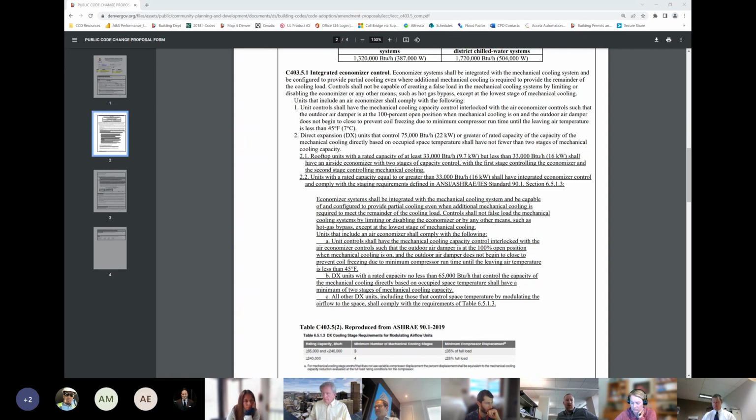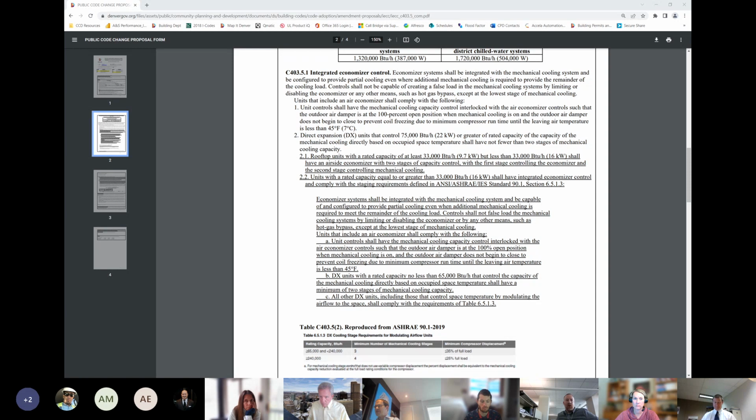I've kept these requirements as is, and then I've added, I'm not sure of the perfectly appropriate way to do this within the IECC as far as referencing a table, but for this purpose, I've just duplicated the table that shows cooling stage requirements for modulating airflow. So if there are units of a certain capacity, between 65 and 240 kBTUs, it requires 3 cooling stages with a certain minimum unloading of the compressor from full load. So that essentially is the proposal.